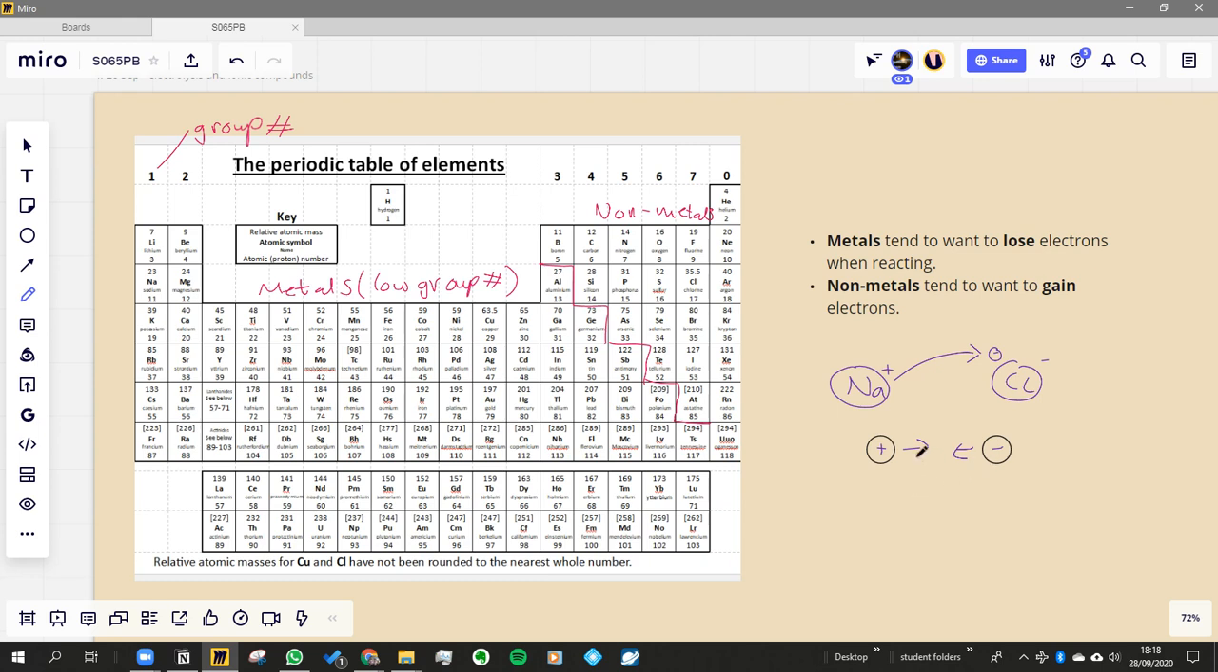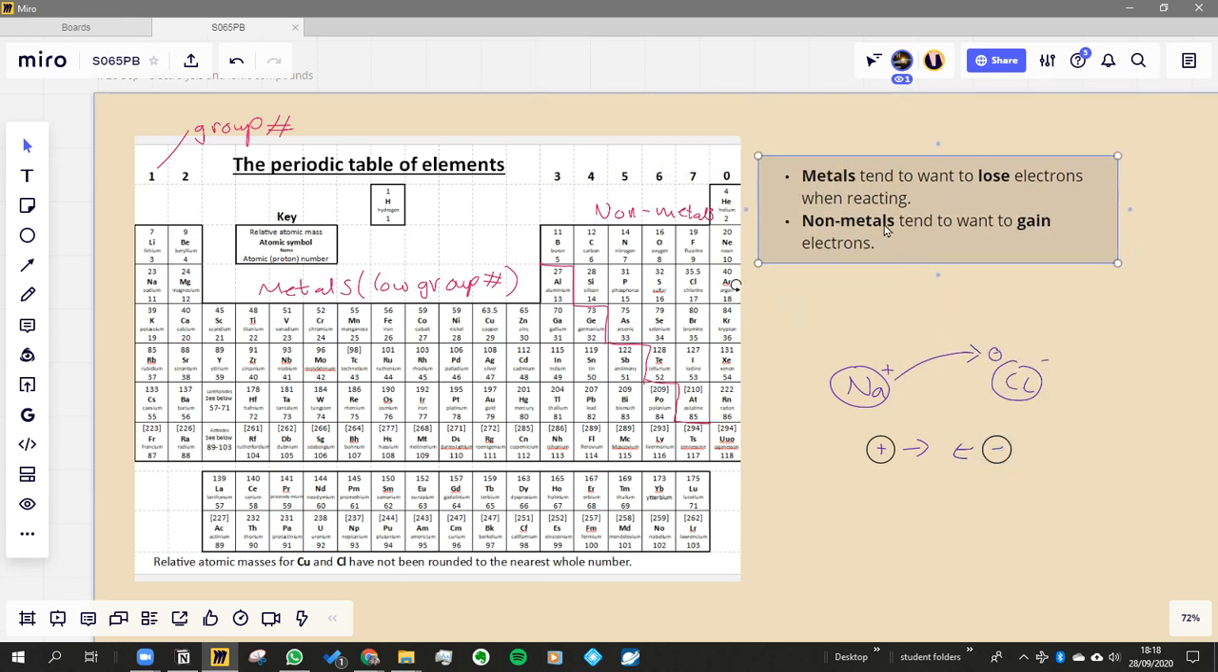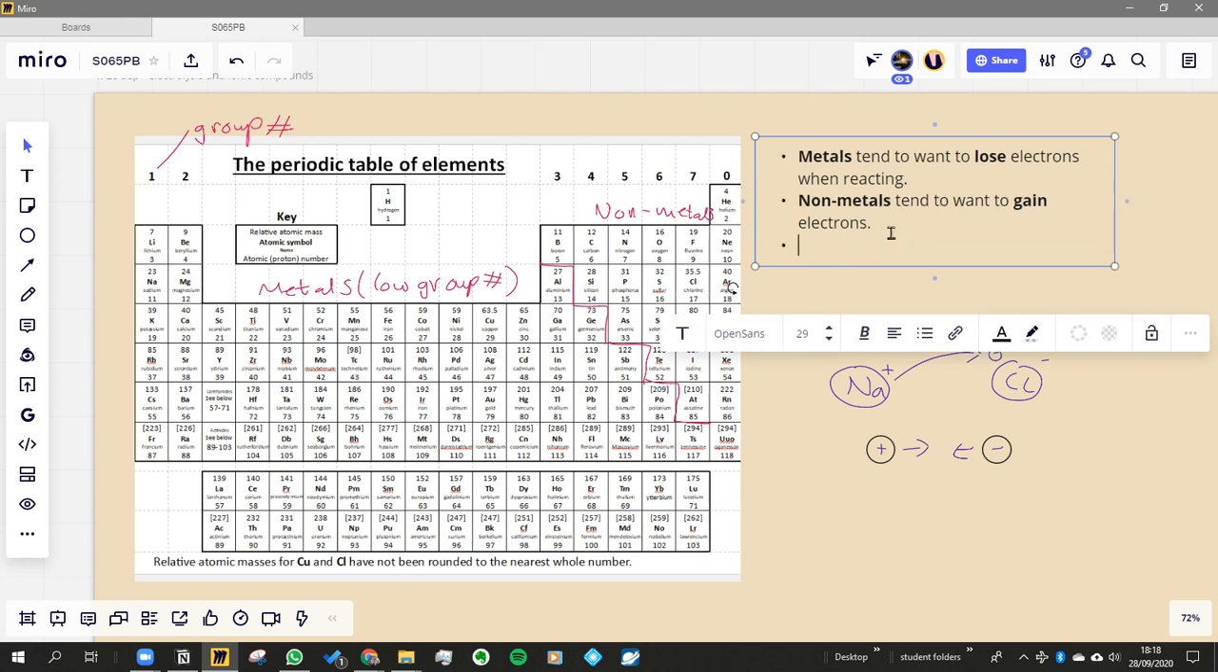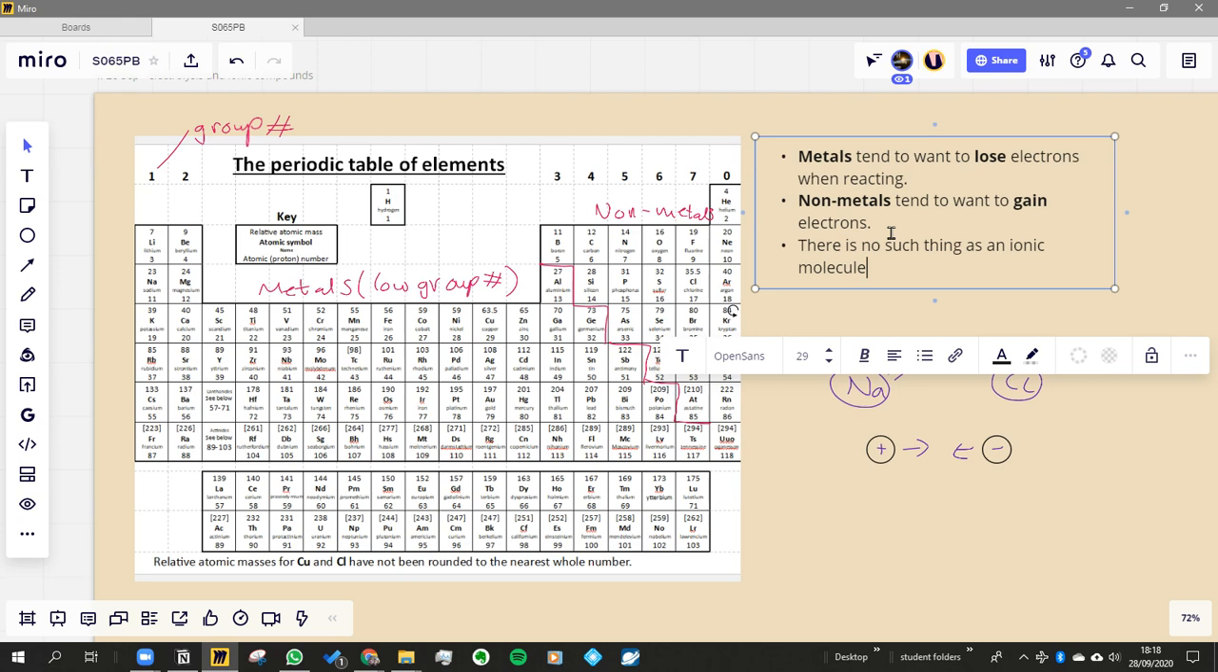But one thing we do need to realize about ionic bonding, and this is quite important, I think, because so many people don't realize this, and I've come across a lot of people who really should realize it, in my opinion, is that there is no such thing as an ionic molecule. You can't.